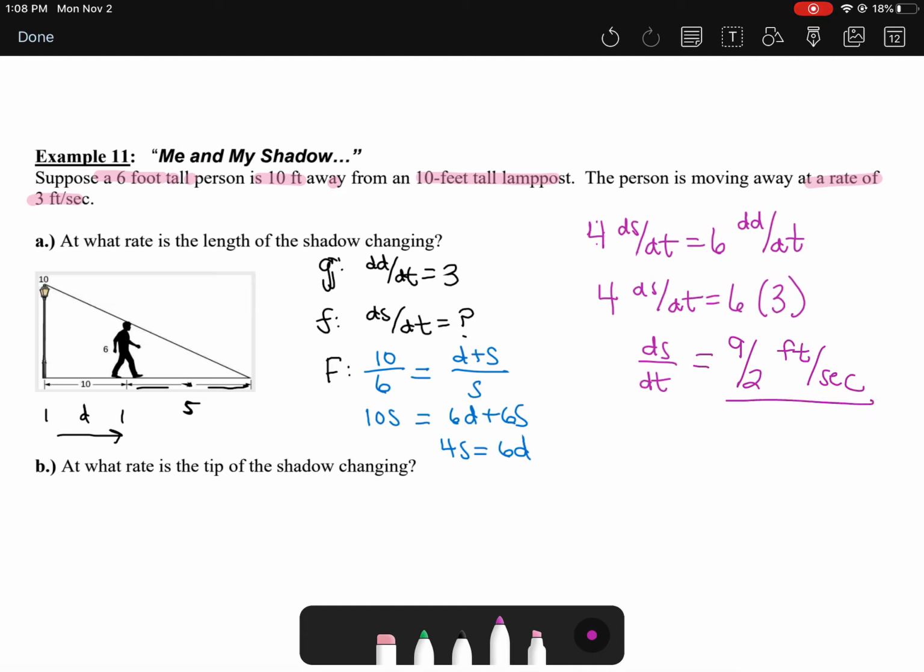So it's changing at 9/2 feet per second. And if I were to write this, I would say the length of the shadow is growing at a rate of 9/2 feet per second.